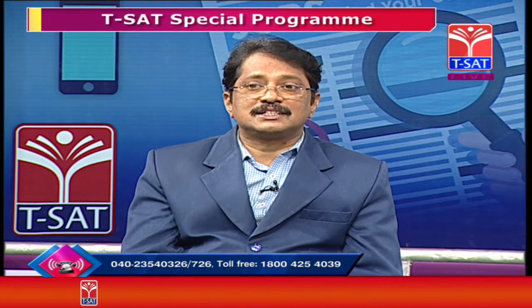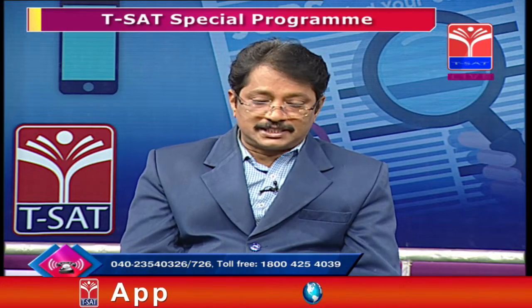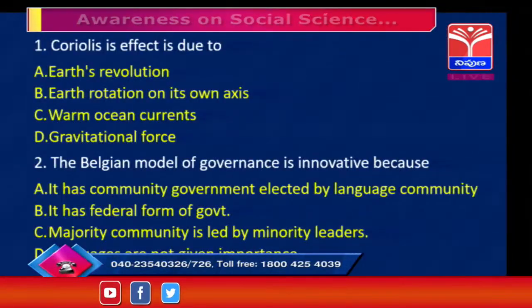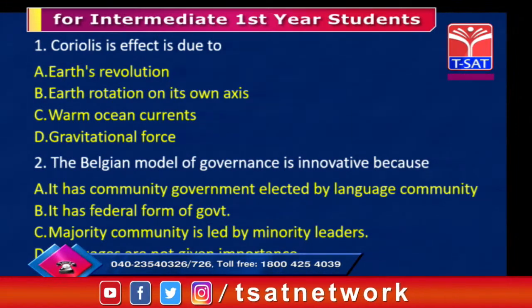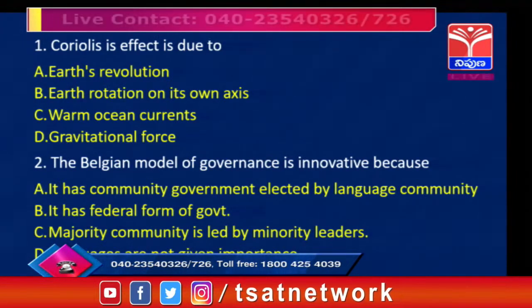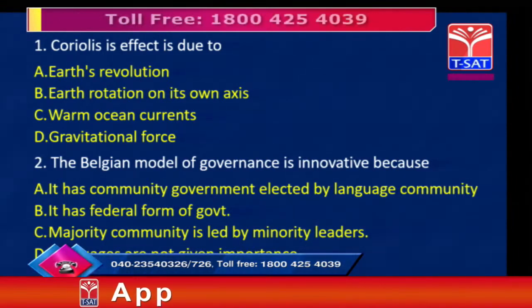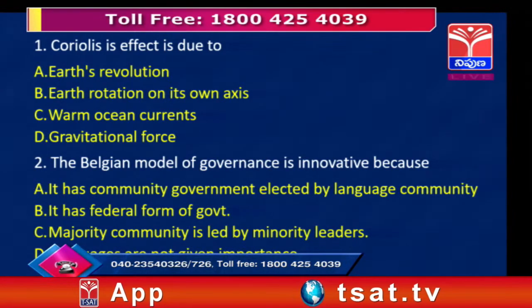Okay. Now we are starting with the previous examination questions which were asked in the PM Yasasvi scholarship test. The first one is: the Coriolis effect is due to Earth's revolution, Earth's rotation on its own axis, warm ocean currents, or gravitational forces. So, these are the 4 options given. So, Rajendra Kumar sir, can you give the answer?